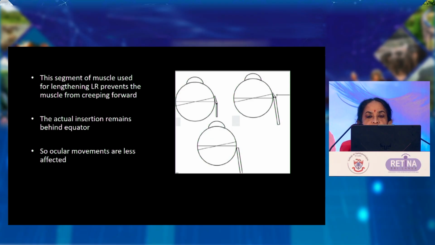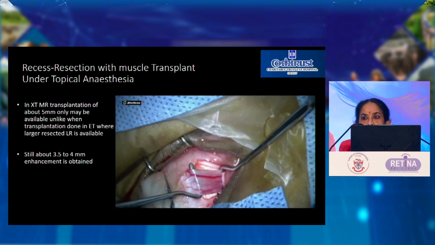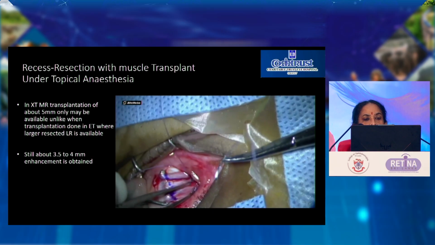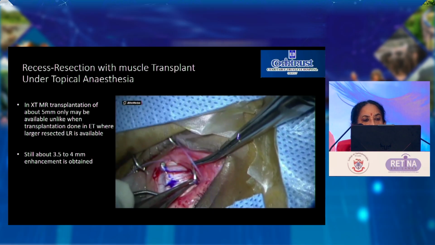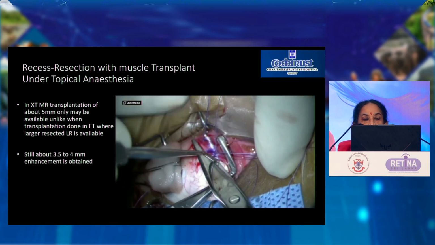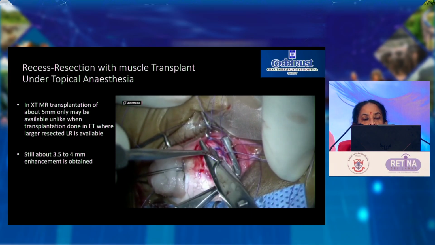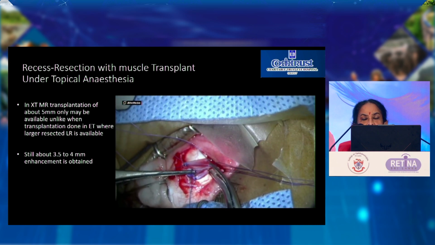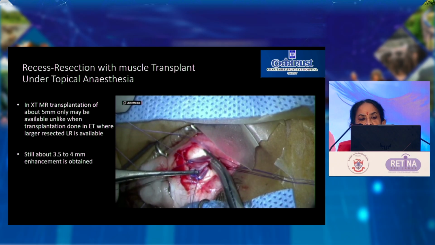And in recess resection with transplantation, the segment of resected muscle is used to lengthen the lateral rectus, which prevents the muscle from creeping forward, and the actual insertion remains behind the equator, so ocular movements are not affected. So this is a resection of the medial rectus, 6 millimeters. Two sutures are placed at the resection and at the where disinserted, and after clamping you take the muscle. Usually we get only about 5 millimeters even after 6 millimeter resection because the muscle shrinks to some extent.